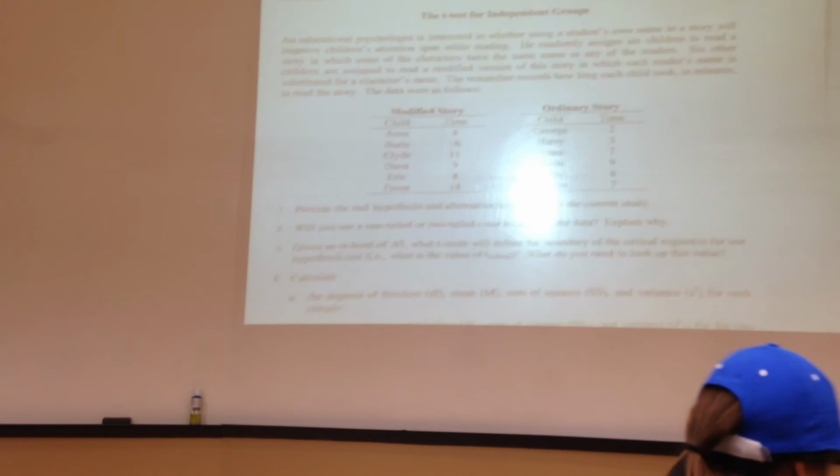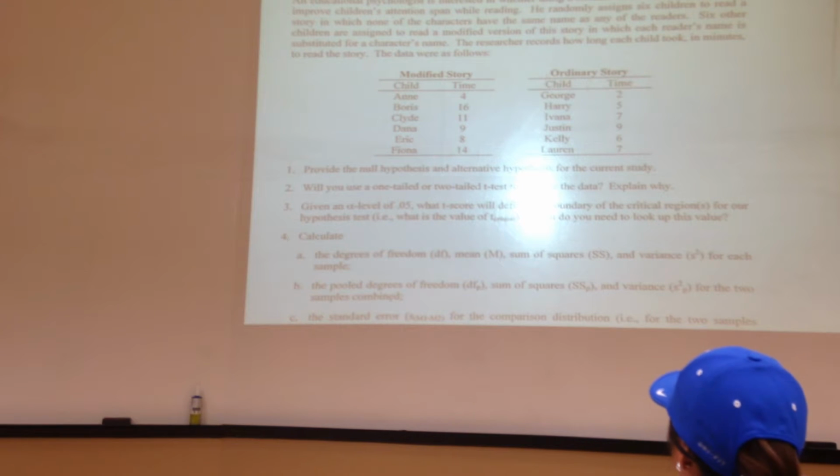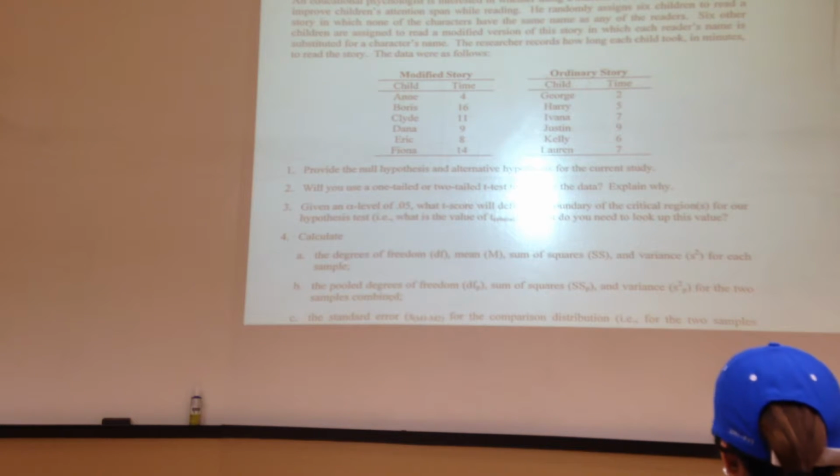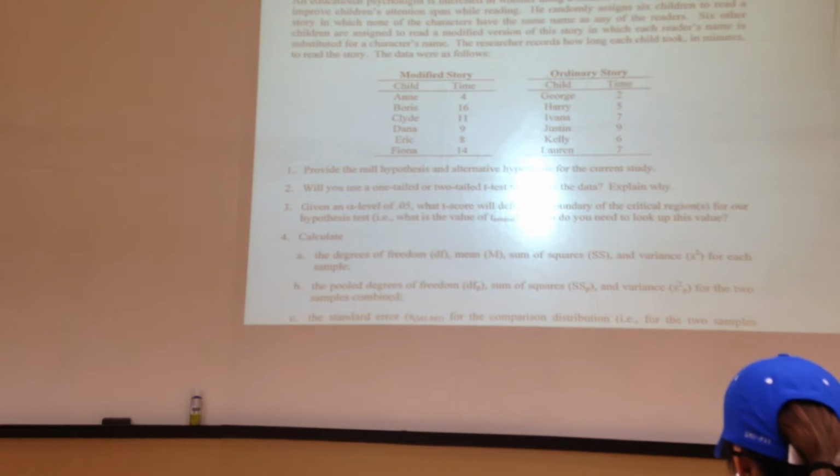All right, so the next thing we have to do on here, it says, will you use a one-tailed test or two-tailed test to analyze the data? Well, you have to know, because if you don't know which kind of test you're doing, you don't know how to look up the critical value. This is the next question you've got to answer. So how do you know if you're doing a one-tailed test or a two-tailed test?